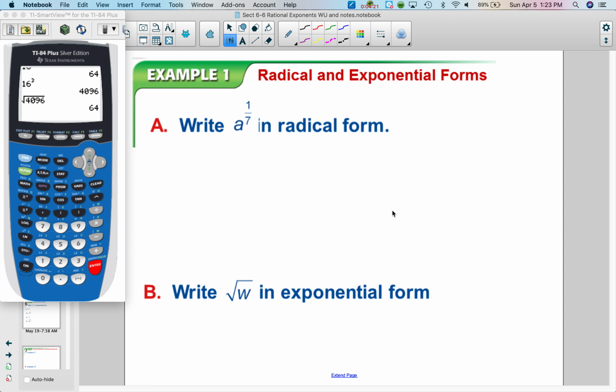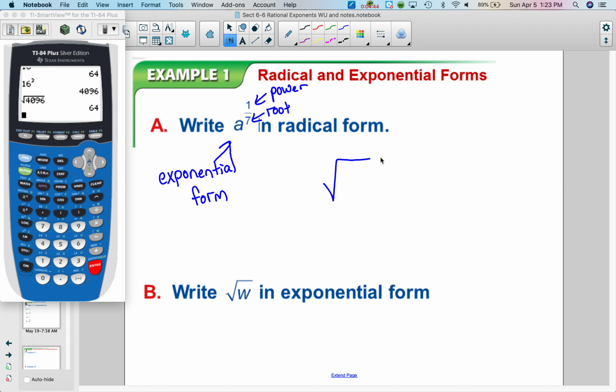One of the things you're going to need to know how to do is to switch things from exponential form to radical form. This would be exponential form because it's written with an exponent. And we want to switch it to radical form. So remember, this is just the root and the power.